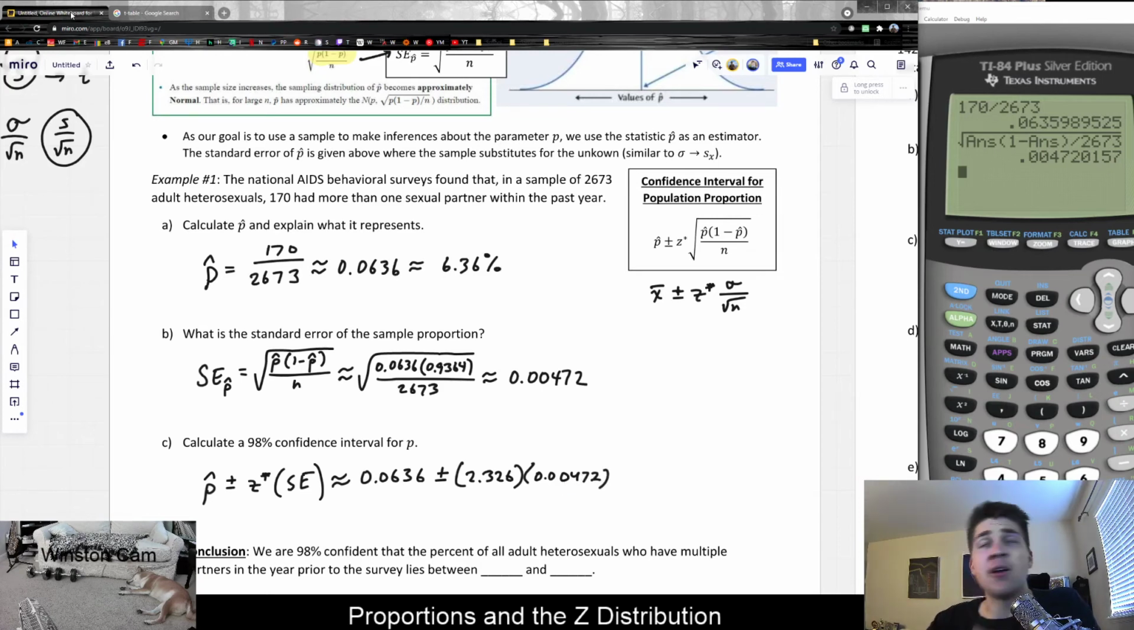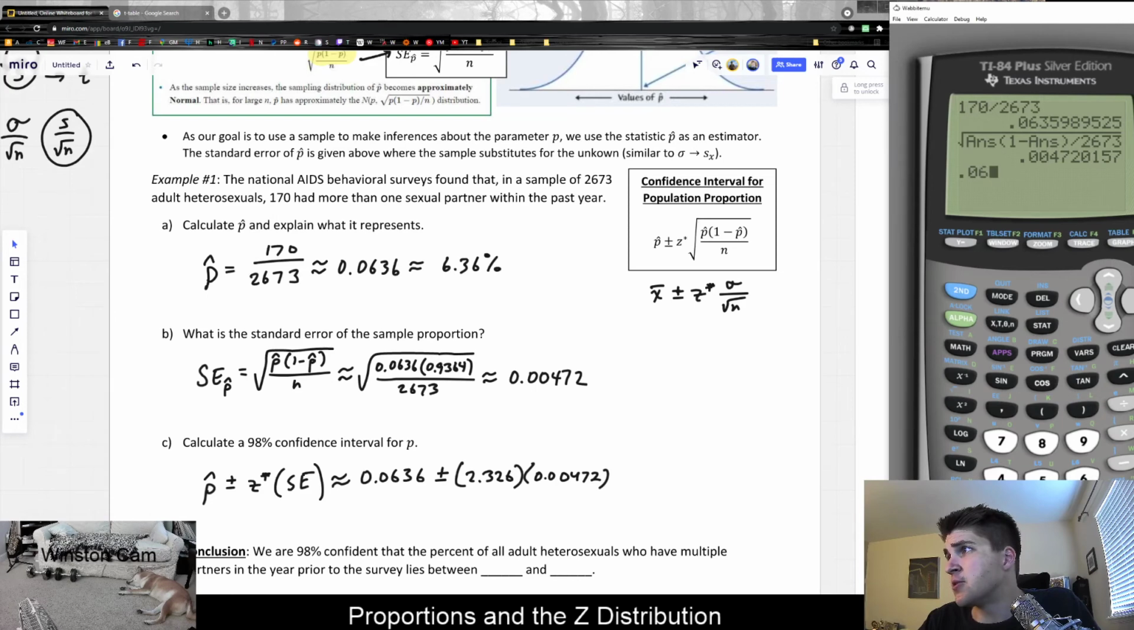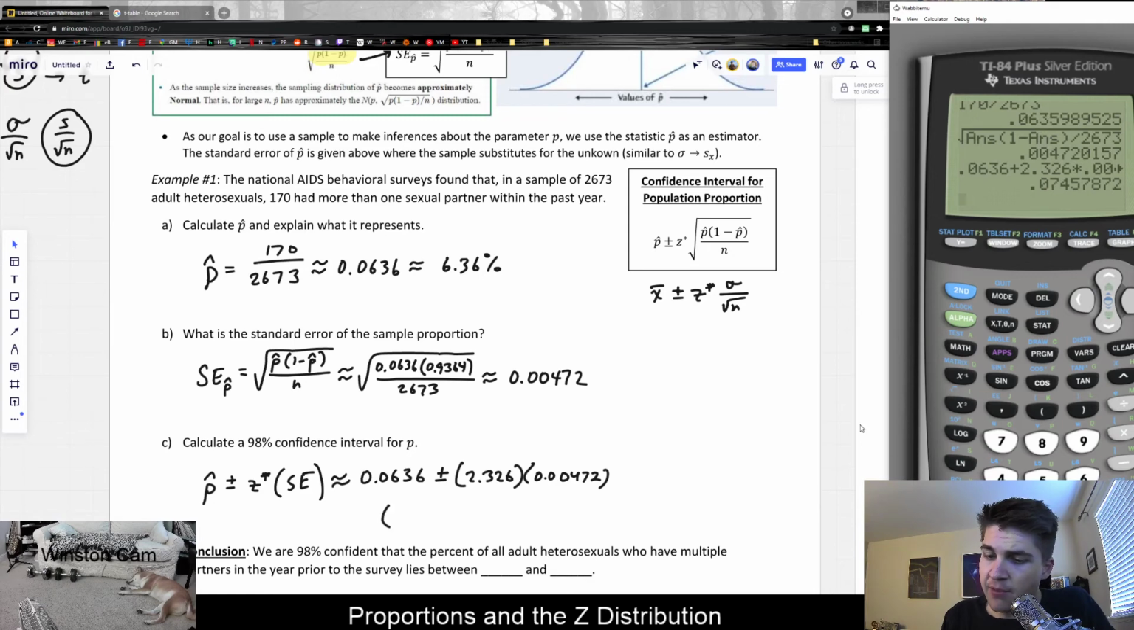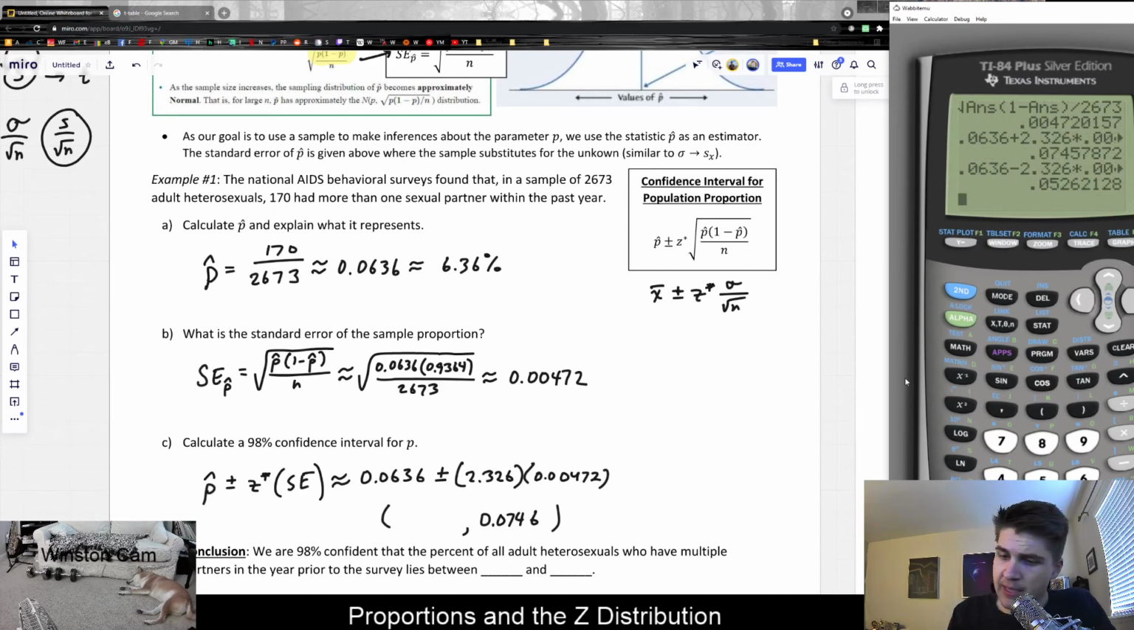And then if we run through this math, 0.0636 plus 2.326 times 0.00472. This would give us an upper end of our confidence interval of approximately 0.0746. And then the lower end of our confidence interval would be minus instead. And that should be 0.0526.